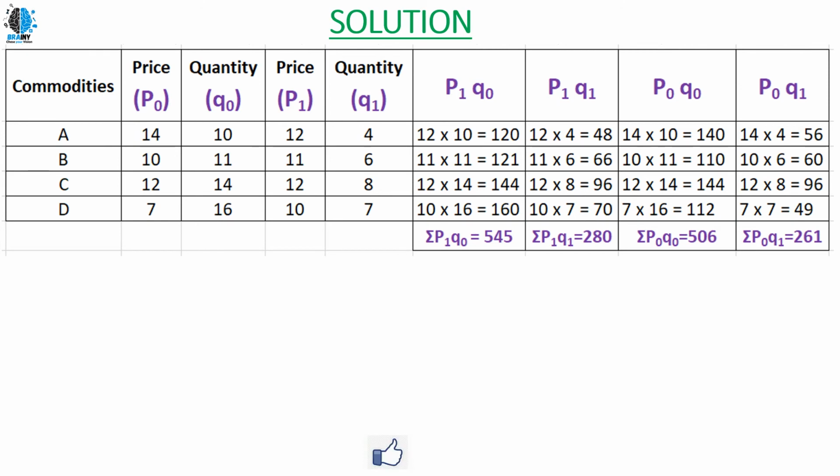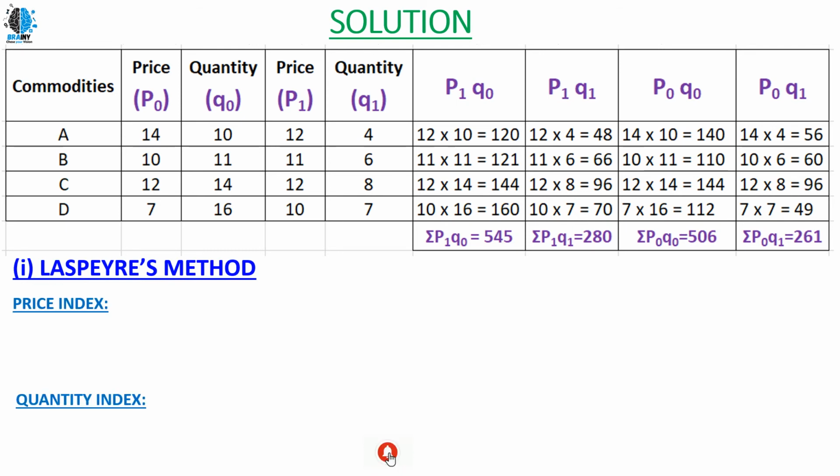Now I am going to start with the first method, that is the Laspeyres method. Let's see the price index and quantity index. We know the formula. Here Laspeyres has given the weight to the base year. So we have P1 Q0 over P0 Q0 into 100, and for quantity P0 Q1 over P0 Q0 into 100. All this we have here under the Laspeyres and Paasche methods.